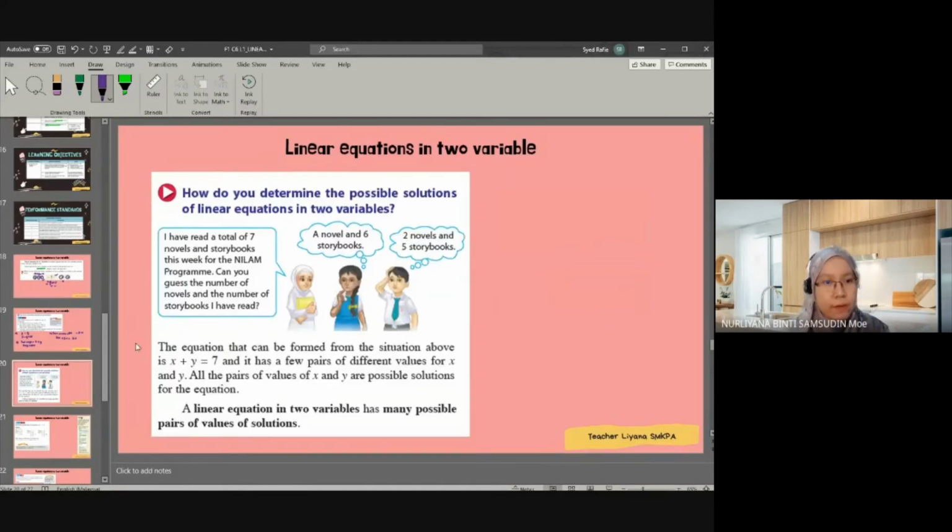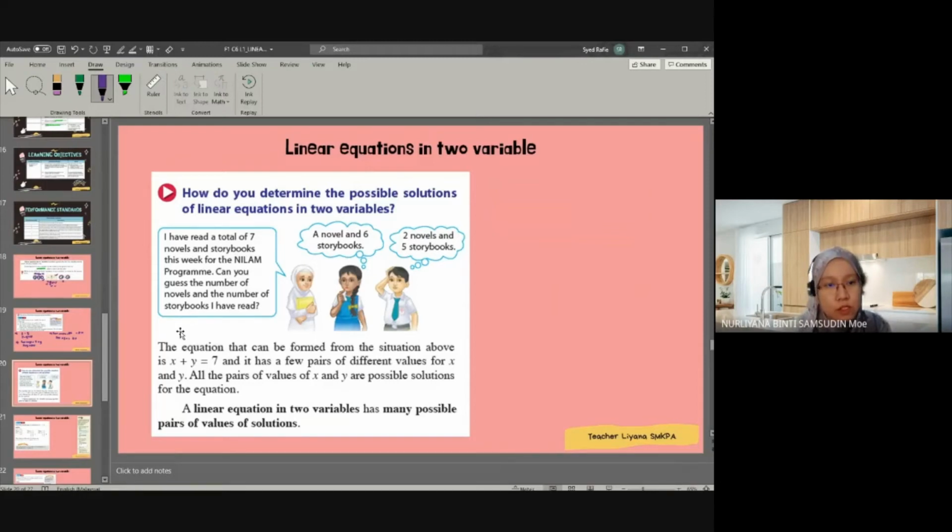Alright, now this is to solve the linear equations in two variables. So how do you determine the possible solutions of linear equations in two variables? Okay, let's say we have this situation. This girl said, "I have read a total of 7 novels and storybooks this week for the Nilam program. Can you guess the number of novels and the number of storybooks I have read?"